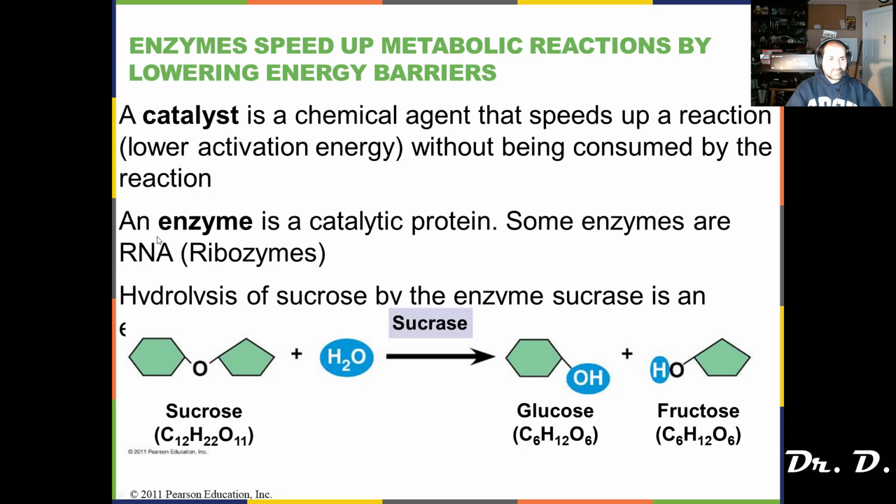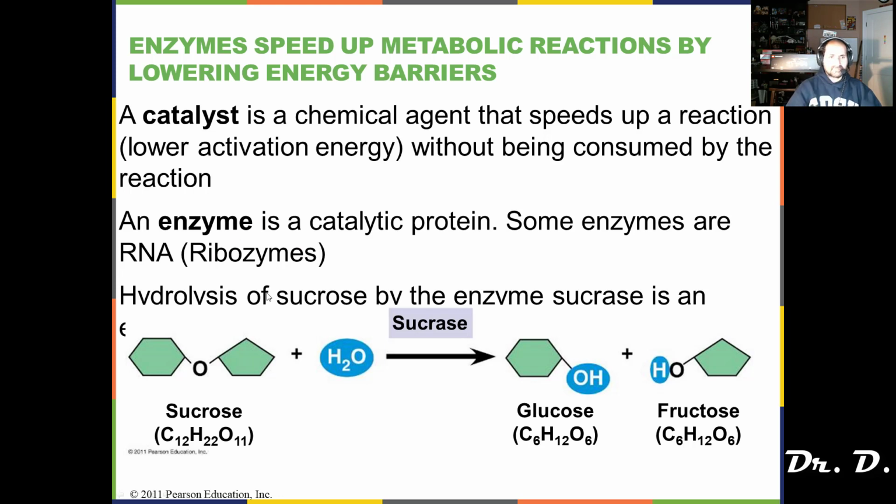So an enzyme is in essence a catalytic protein. Usually a protein, like I said, and once in a while RNA as well. If it's an RNA enzyme, it's called a ribozyme.